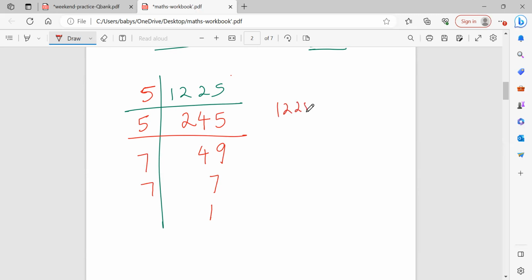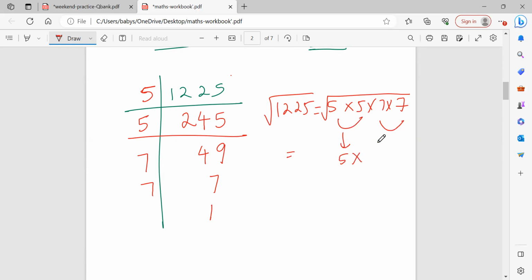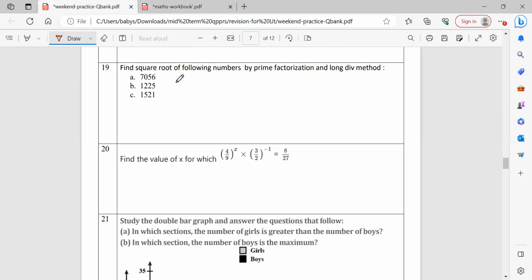So when I write 1225, this is quite simple actually, but look at practice. When you take it under the root, you will also put a root here. So root of 1225. Take one from among the pairs, one from each pair here. 5 into 7, which is 7 5. So one from each pair you have to take. 7 5s are 35. Okay.